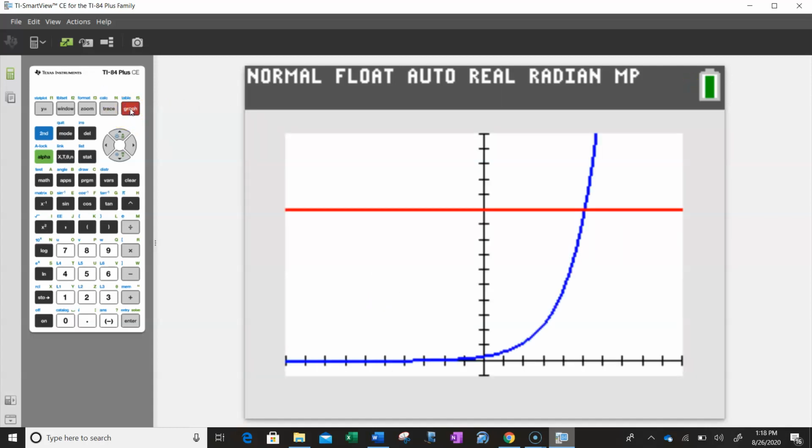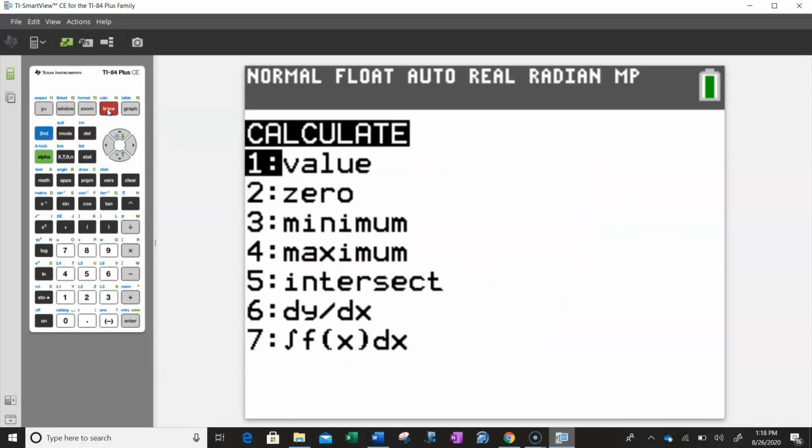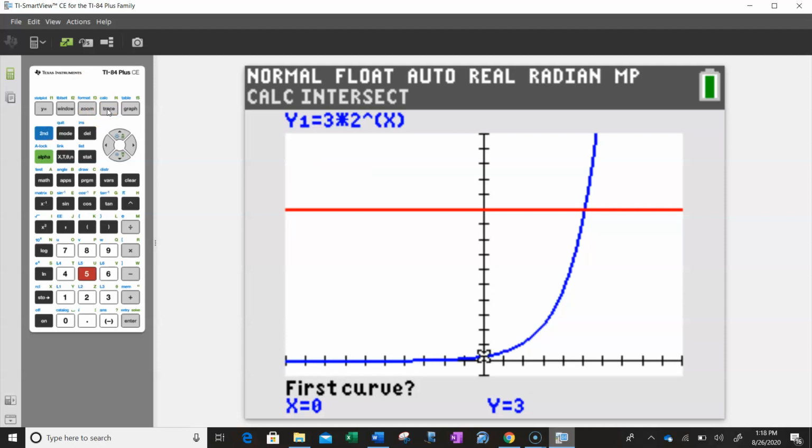We're going to see that exponential function. We're going to see that line y equals 100. And we want to find the intersection. So remember to do this, you're going to hit second trace, which is calculate. You're going to go to number 5, intersect. You're going to scroll over by the intersection.